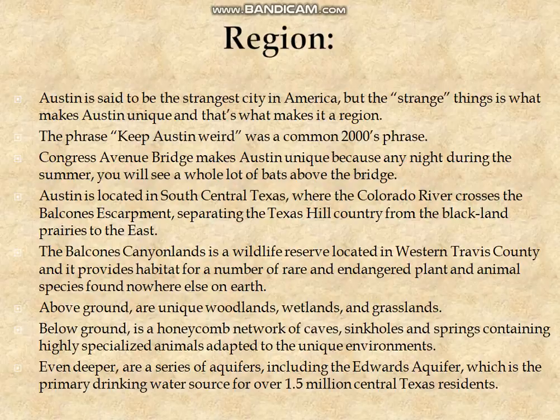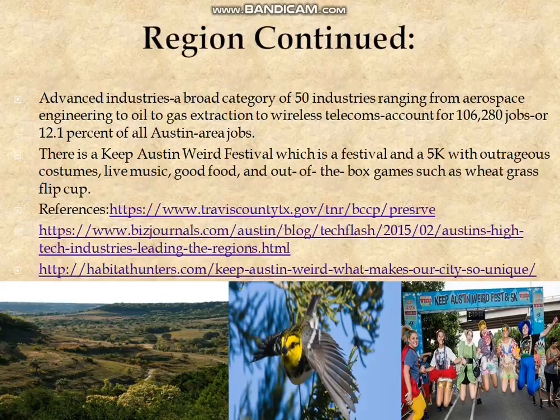Above ground, there are unique woodlands, wetlands, and grasslands. And below ground is a ton of caves, sinkholes which you don't want to mess with, and springs containing animals that are adapted to the environment. And if you go even deeper, it's the primary drinking water source for over 1.5 million Central Texas residents.